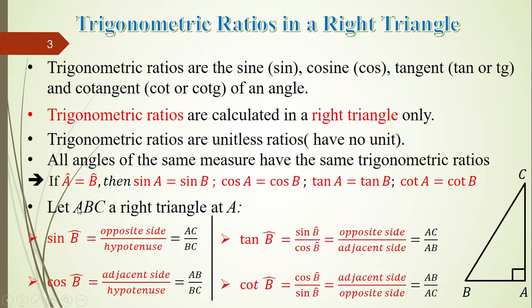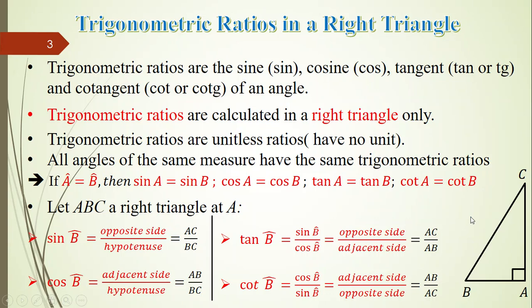Now, let ABC be a right triangle at A. We know that the side opposite to the right angle is called the hypotenuse. So BC is the hypotenuse of triangle ABC. The sine of any angle, here we took the example of angle B, is the opposite side over the hypotenuse. The opposite side is AC, and the hypotenuse is BC.